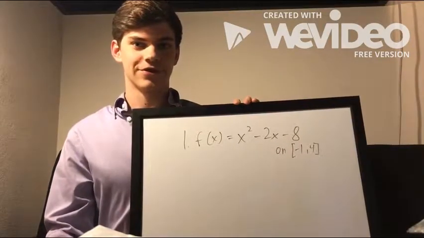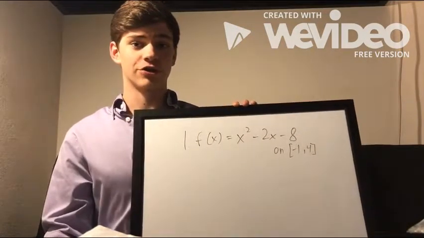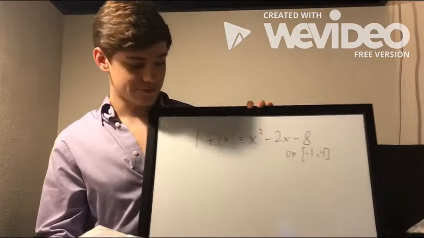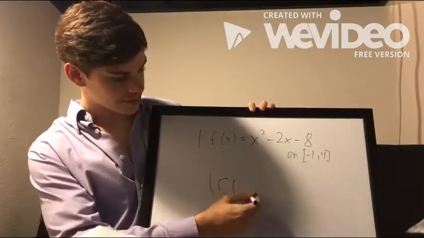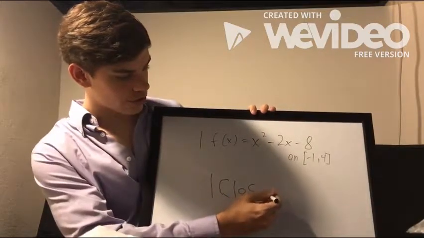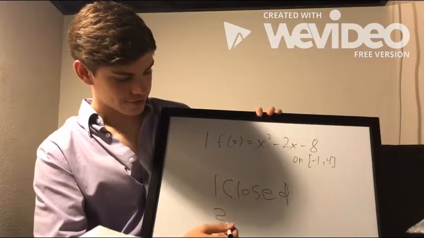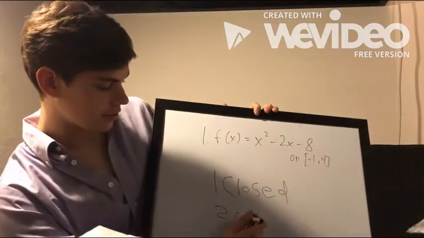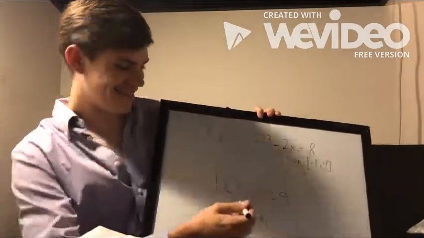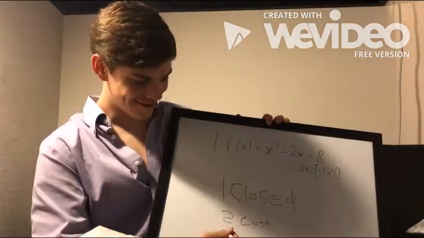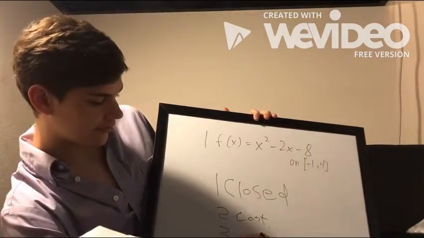So, the first thing we need to cover when learning about the mean value theorem are the conditions to check to make sure the theorem applies. The first is that the function is closed. You guessed it. Second, the function has to be continuous. Third, the function must be differentiable.